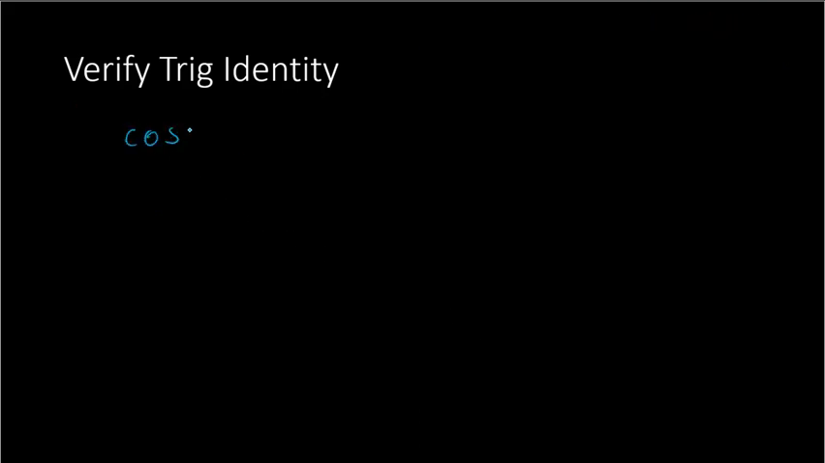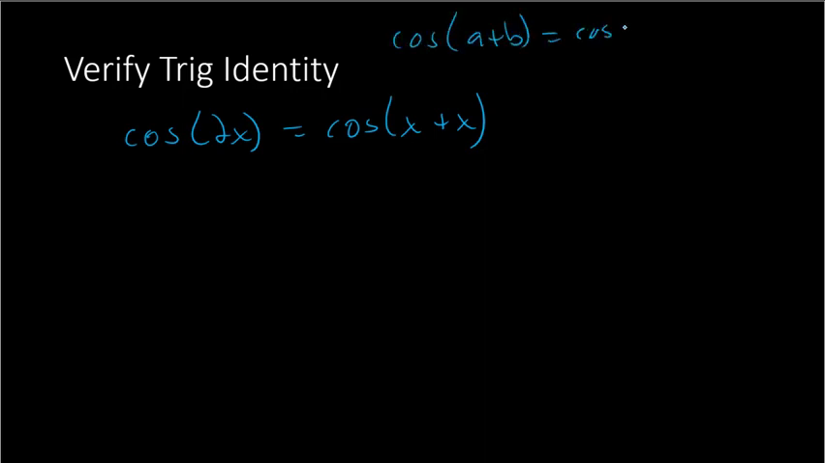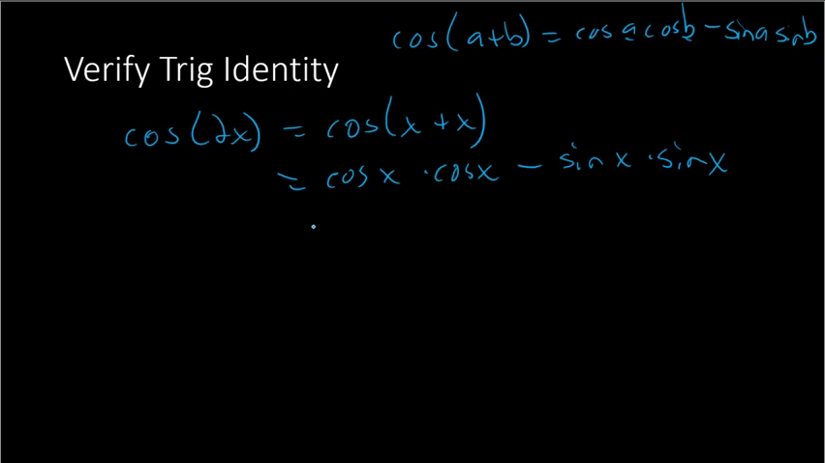Like for example, if you had cosine of 2x, you can think of that as cosine of x plus x. And then you can use your identity, the one that says cosine of a plus b is equal to cosine of a times cosine of b minus sine of a times sine of b. So you can use that to separate, and you can write that as the cosine of, instead of a and b, we put x and x. So cosine of x times cosine of x, and then minus sine of x times sine of x, which would give you cosine squared of x minus sine squared of x.